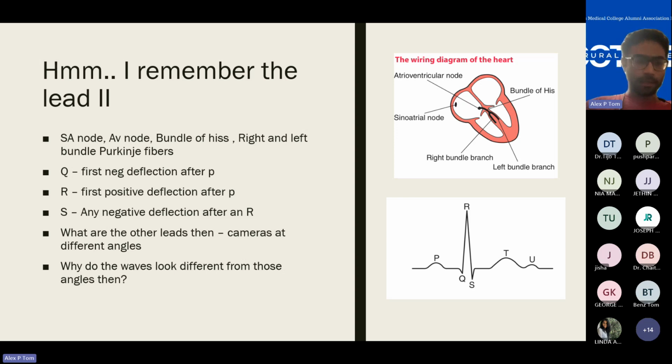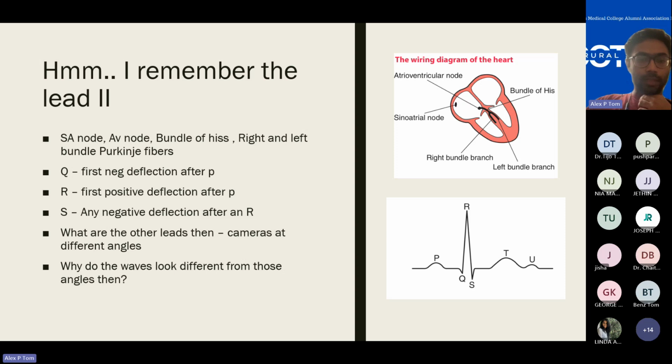What are all those? So the basic understanding that you all should have is, we have the heart there, and these leads are different cameras placed at different angles all around the heart. So 1, 2, 3, AVL, AVR, and AVF are in a coronal plane, and the rest in a cross-sectional plane around the heart. These leads look at the electrical events from all those different angles. So that is why we have all these leads.